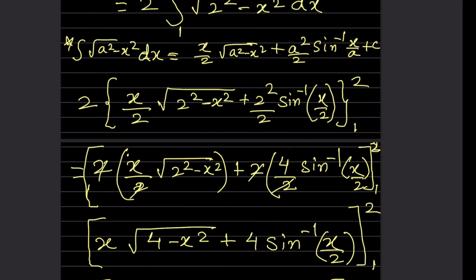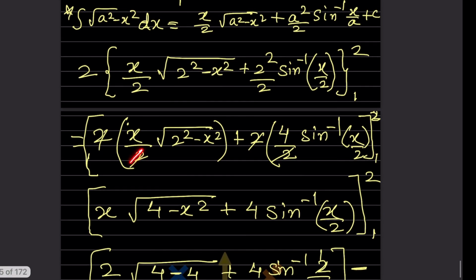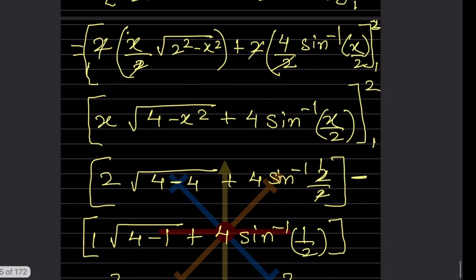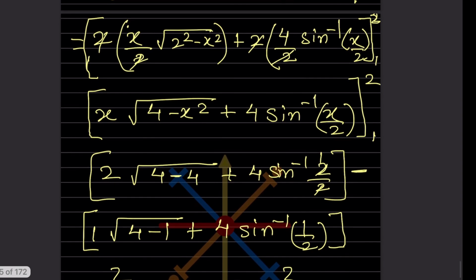So now what we can do, we will cut this one, we'll cut this one. So what remains here is x, and here 2 2s are 4, 4 minus x square. Again here what remains is 4, and here sine inverse, and here x by 2, that is 1 to 2. So now you know this is 2. So wherever you see x, you are going to write 2.